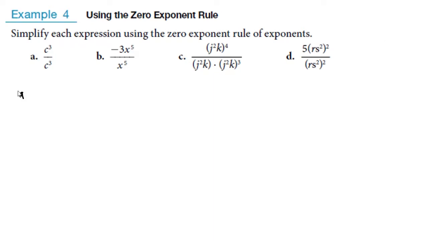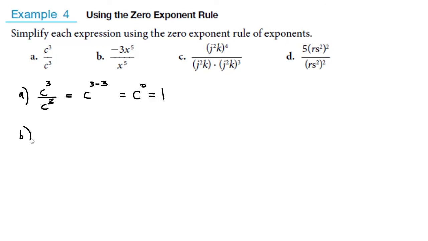So a is pretty straightforward. We have c to the power 3 divided by c to the power 3. So that means we would be thinking, okay, the zero exponent rule is c to the power 3 minus 3, c to the power 0, and I know that is 1.